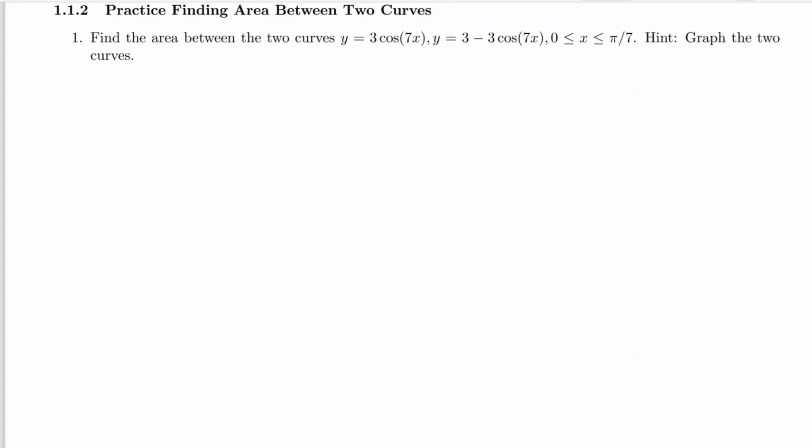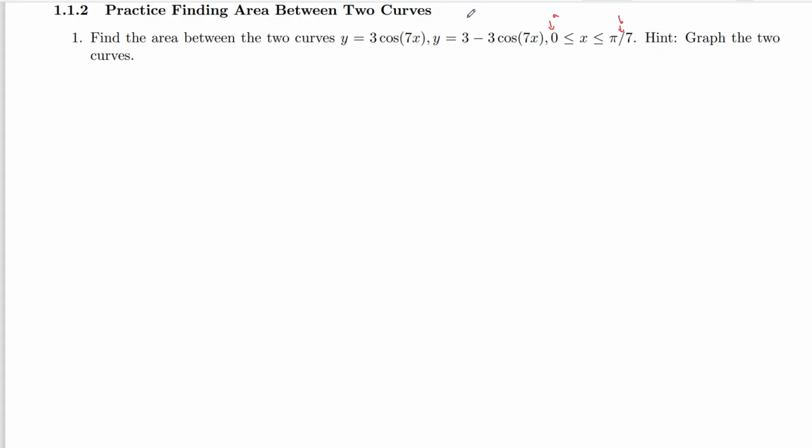Welcome back, everyone. In this video, we'll be going through the first problem for finding the area between two curves. As you can see here, we want to find the area between the two curves, y equals 3 times cosine of 7x and y equals 3 minus 3 times cosine of 7x, and x must be between 0 and pi over 7. So this is one where it actually gives us the a and b, and then it gives us our two functions.